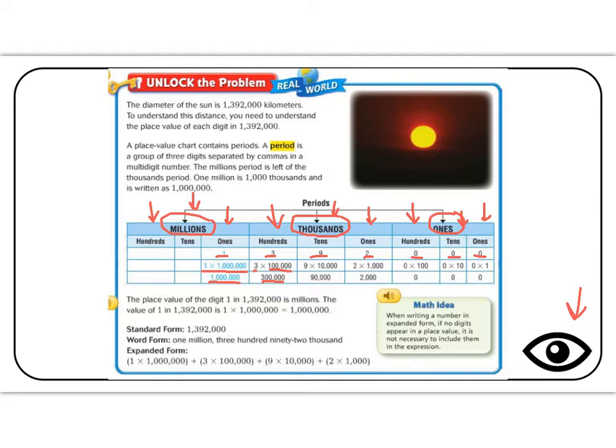The place value of the 1 in the 1,392,000 is millions. The value of this 1 is 1 times 1 million. Remember, value, that was one of our words. And we would read that as 1 million. We can also talk about words in different forms. We could talk about them in standard form, word form, or expanded form. Great job so far. Let's keep going.